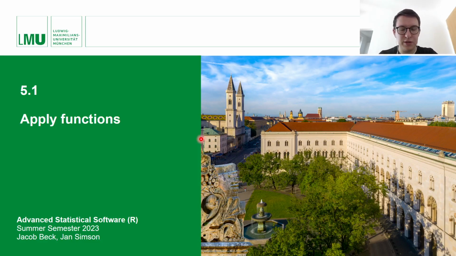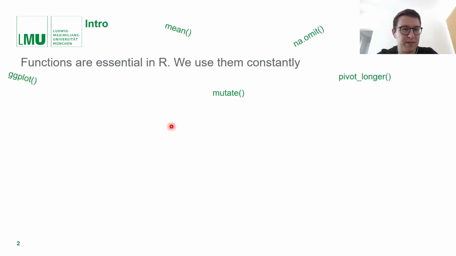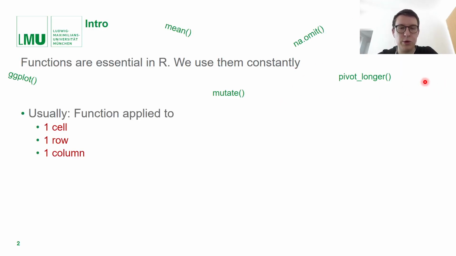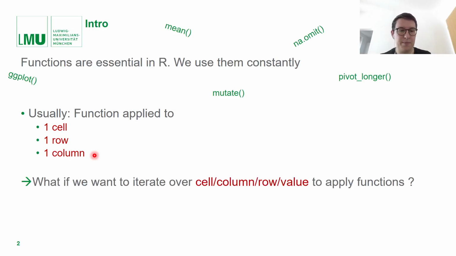All right, let's start with apply functions and think about this basic setting. Functions, we all know this, are really essential in R. We use them constantly. Basically everything that we are doing is applying a function to something, like the ggplot function, mean, mutate. I just put some examples here to remind you. And usually when we apply functions, we apply them to a cell or, for example, a row or a column of a data frame, or mostly just a single object, maybe a list or an array.